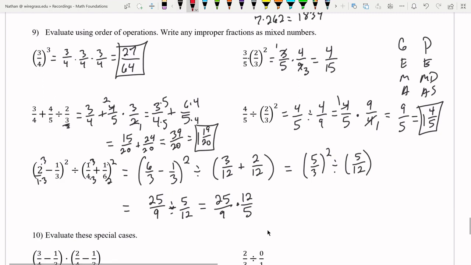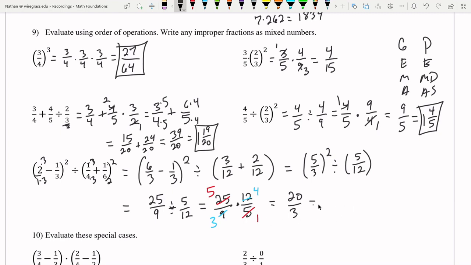And I can cross cancel quite a bit here. I can cross cancel the 5. 5 divided by 5 is 1. 25 divided by 5 is 5. And I'll do a different color here. 9 divided by 3 is 3. 12 divided by 3 is 4. 5 times 4 is 20. 3 times 1 is 3.